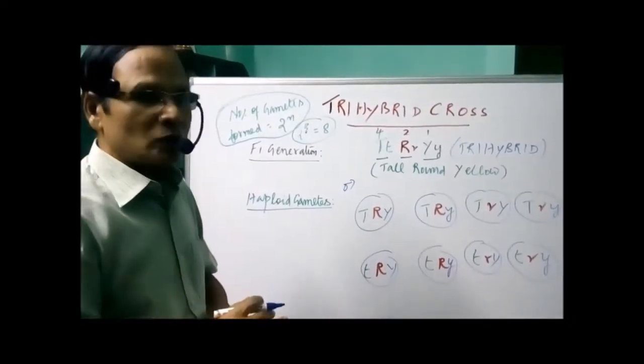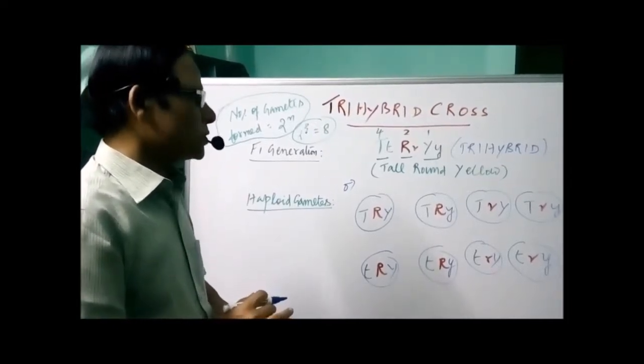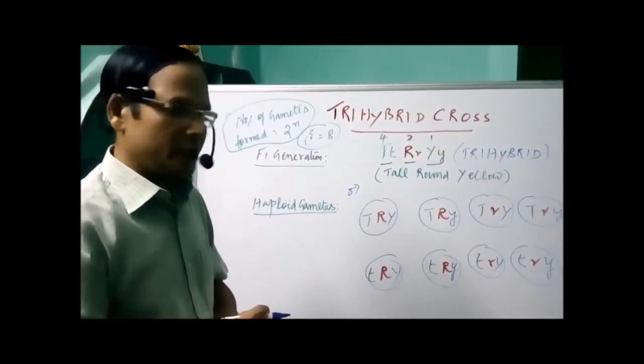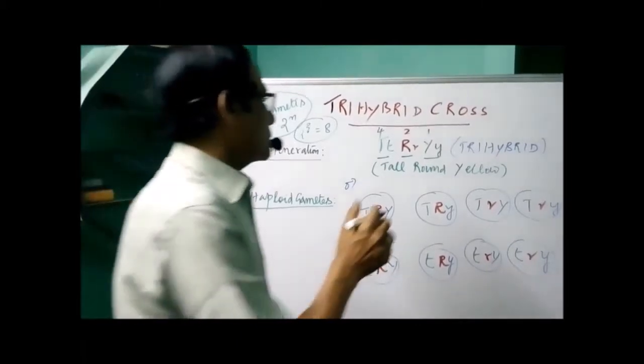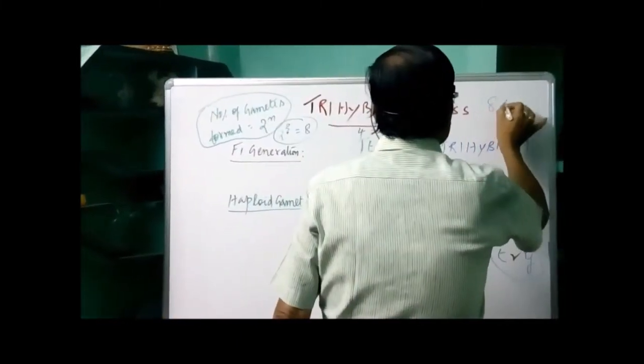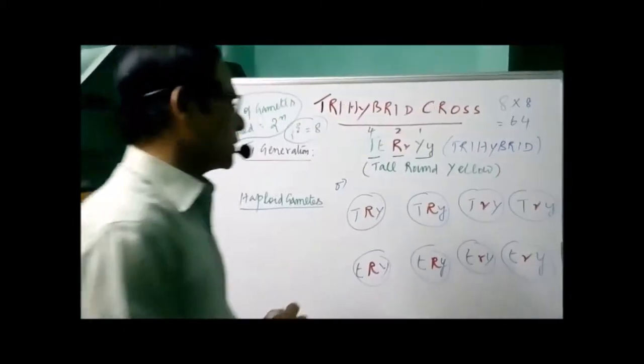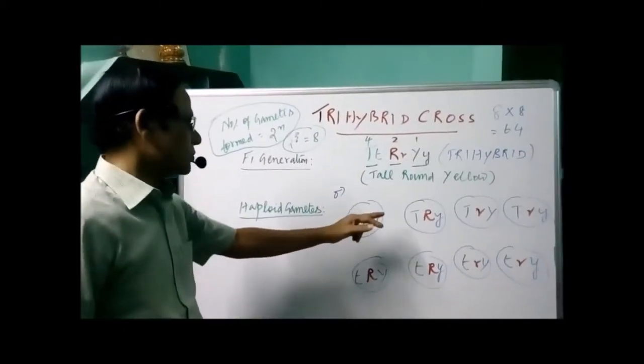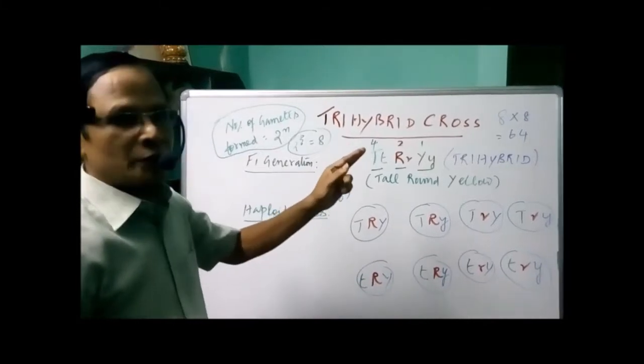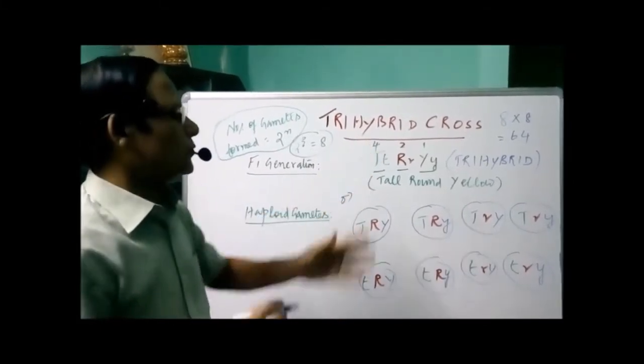So in a zygote, we get a combination of both male and female gametes. Now the probabilities are 8 into 8, so totally 64 individuals are produced. The number of gametes produced is 8 and the number of individuals produced, the probability, is 64.